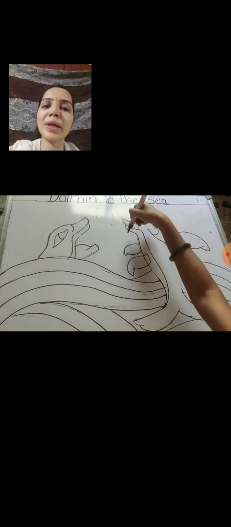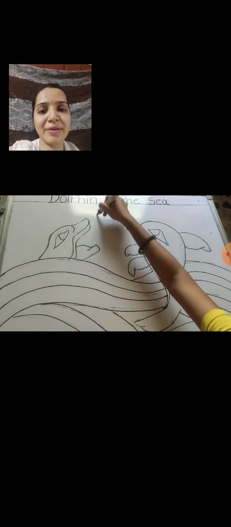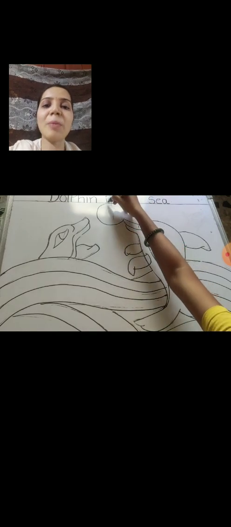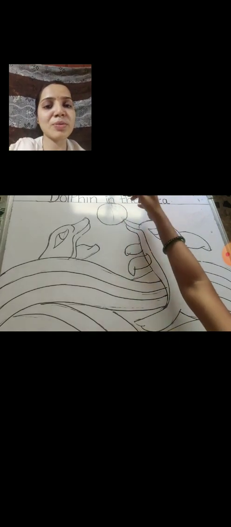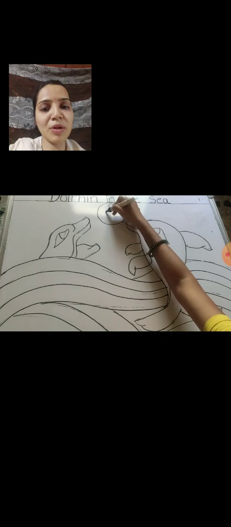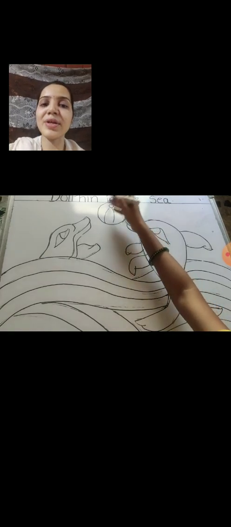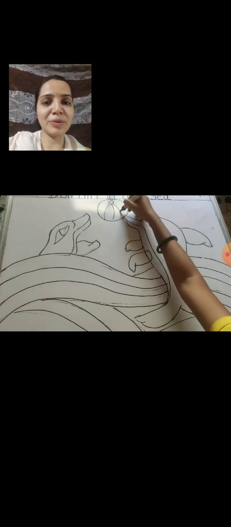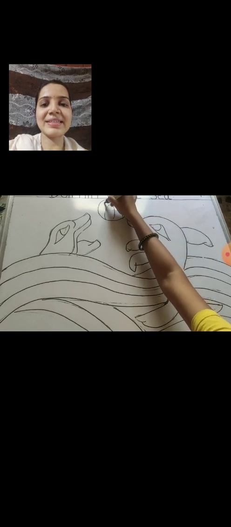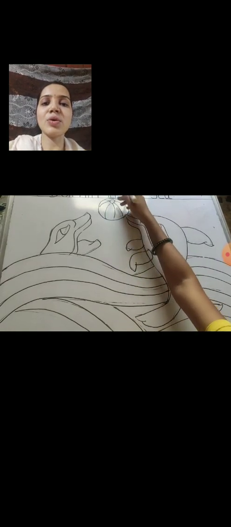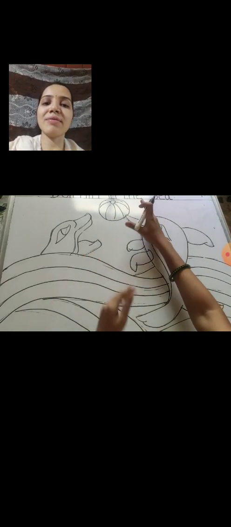Now we have to make a ball. For that, you make a circle first. See how big I have made it, don't make it small. Then inside, a small circle and curved lines to show the design of the ball. Yes, exactly like this. So like this we have finished our drawing.